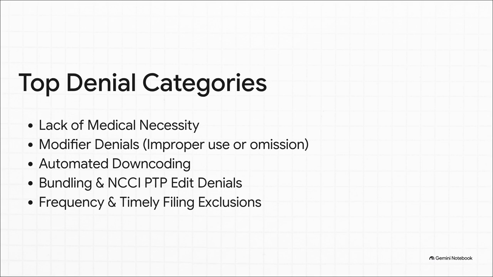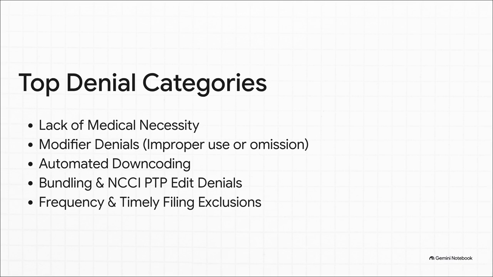Zooming out a bit from the specific codes, we can see the broader categories actually driving those denials. Lack of medical necessity is a huge culprit. If you bill a high-level 99215 office visit, but only link it to an unspecified headache diagnosis, an AI scrubber is absolutely going to flag it, resulting in a swift denial.